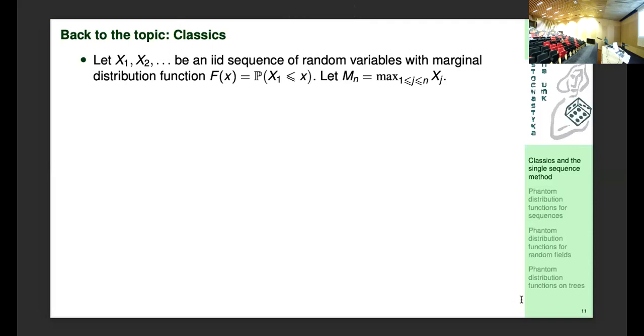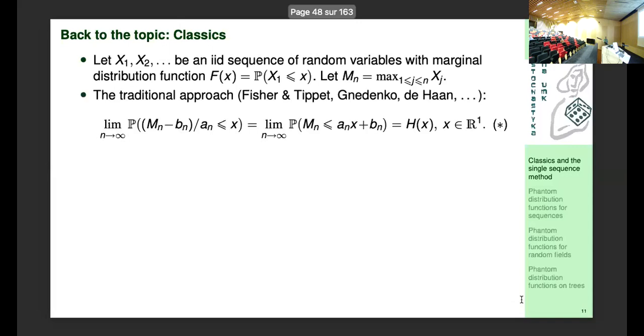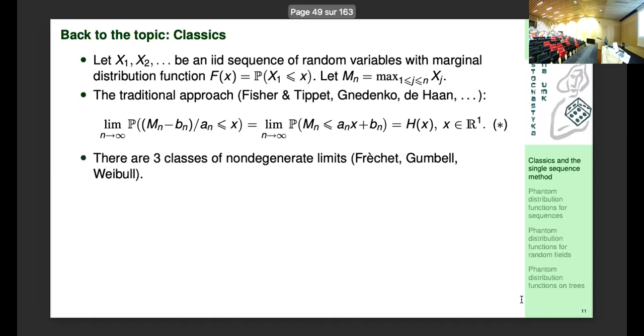Let us start with classics. It is a very classical result, and for a long time, that if we consider maxima of an IID sequence, then due to works already approaching 100 years old, Tippett and Fisher, we have a situation such that if we investigate partial maxima, suitably centered and normalized, then we have a convergence in distribution to a non-degenerate limit distribution, of course, under some conditions.